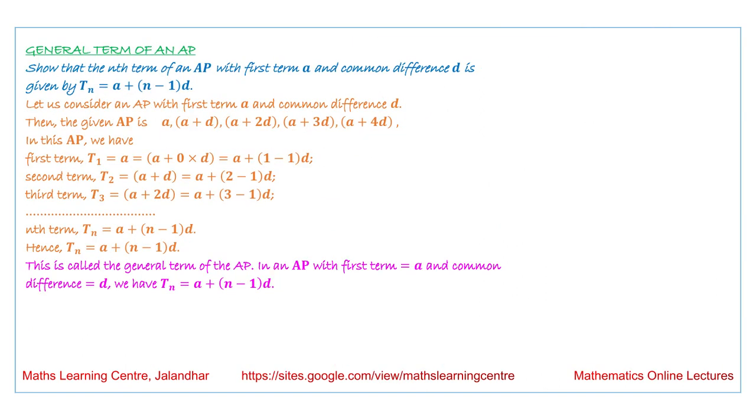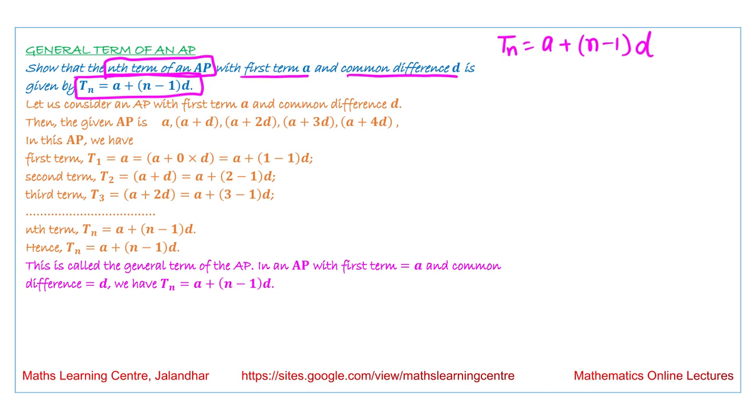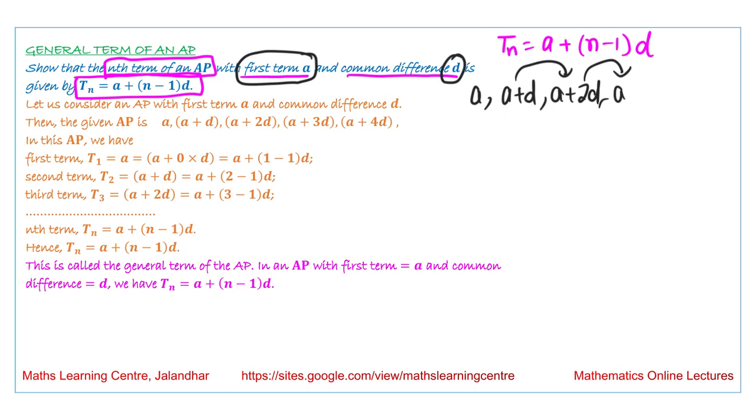Next is the general term of an AP. So we have to show that the nth term of an AP with first term A and common difference D is given by this formula. It is Tn is equal to A plus n minus 1 D. So suppose the AP that we have has first term A and common difference D. So the next term will be A plus D. For the next term, we will add D to it. So it is A plus 2D. For the next term, we add D to it. It is A plus 3D and so on.